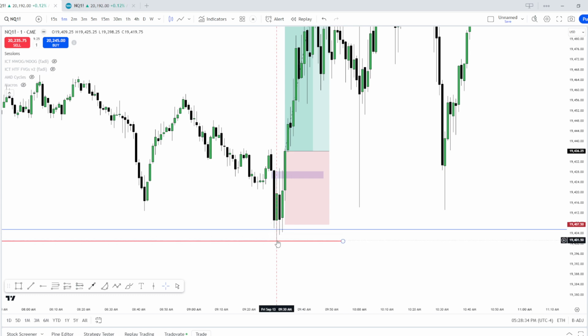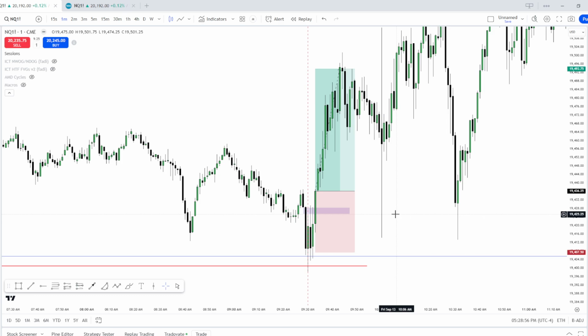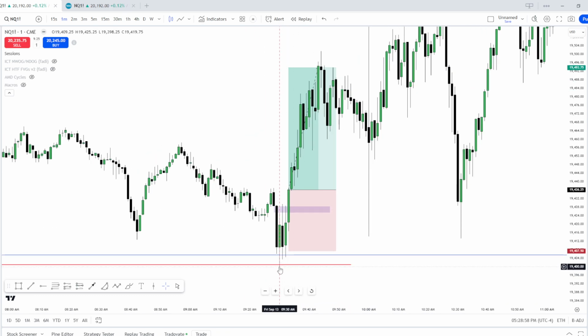I usually have my stuff color-coded, so any type of PD array or confluence that I use will usually be blue, and then any type of liquidity sweep that I'm taking will usually be red. I like to color code stuff. It just helps better with the brain. Along with volume imbalances, I use them as orange. Other than that though, we got this 15-minute liquidity sweep right here.